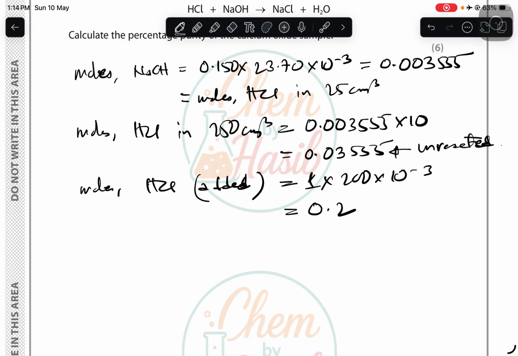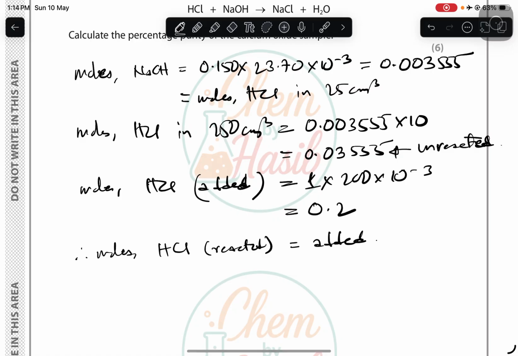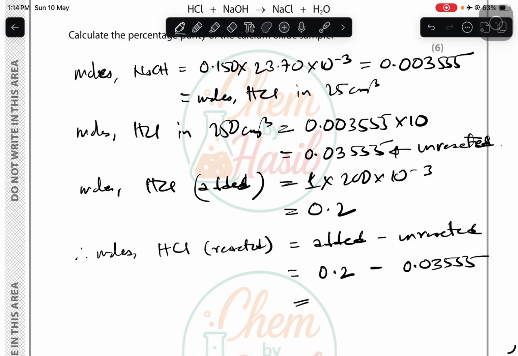Then you calculate the moles of HCl that actually reacted. This equals added minus the unreacted. The added moles is 0.2, the unreacted is 0.03555. So 0.2 minus 0.03555 will give you 0.16445. That's the moles of HCl that actually reacted.